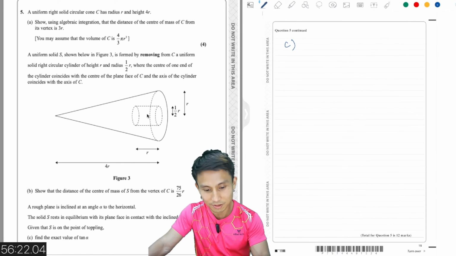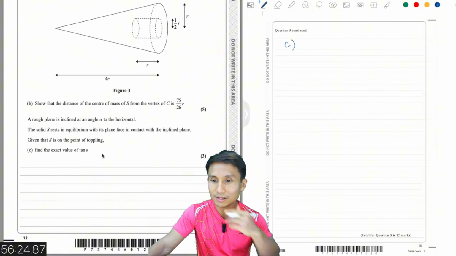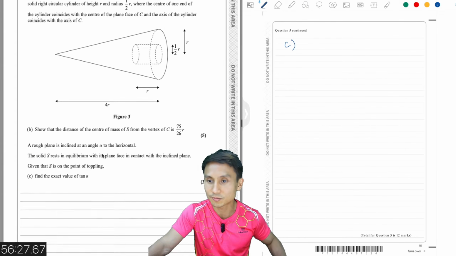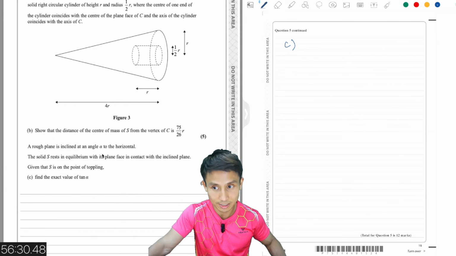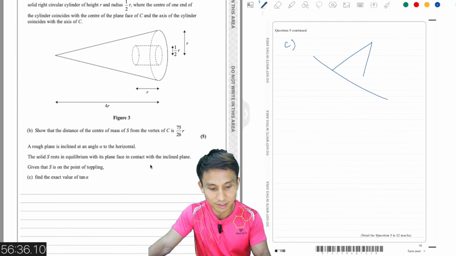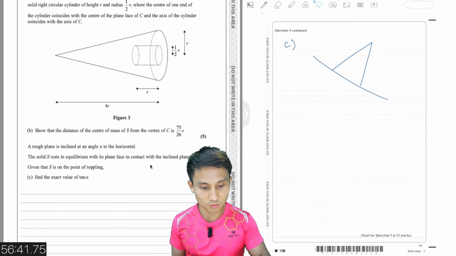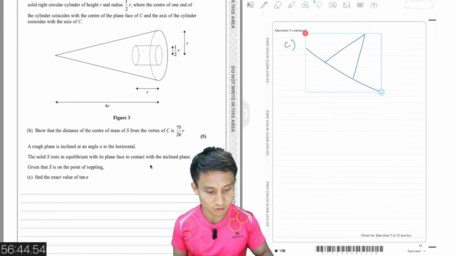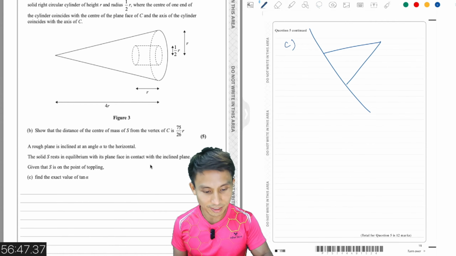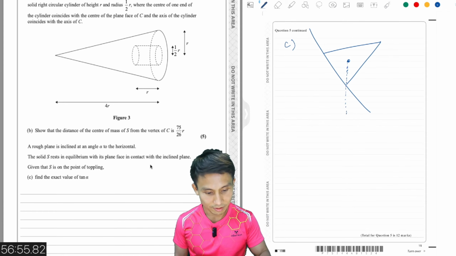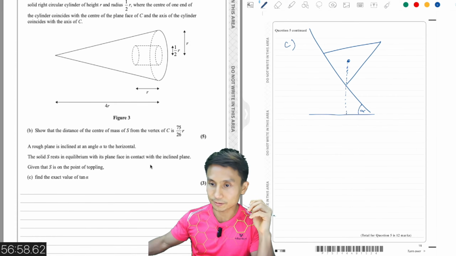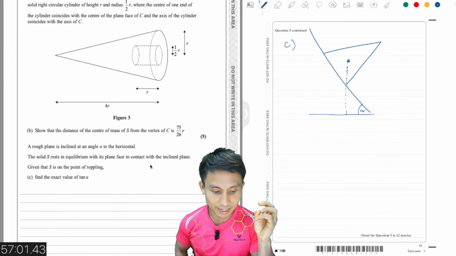Okay. Part C. A rough plane is inclined at an angle alpha to the horizontal. Solid S rests in equilibrium with its plane face in contact like this, maybe. So that's the cone. Given that S is on the point of toppling, so given that the center of mass is here, it's just going to be vertically down like that on the point of toppling, okay? And this is alpha, right? Find the exact value of tan alpha.